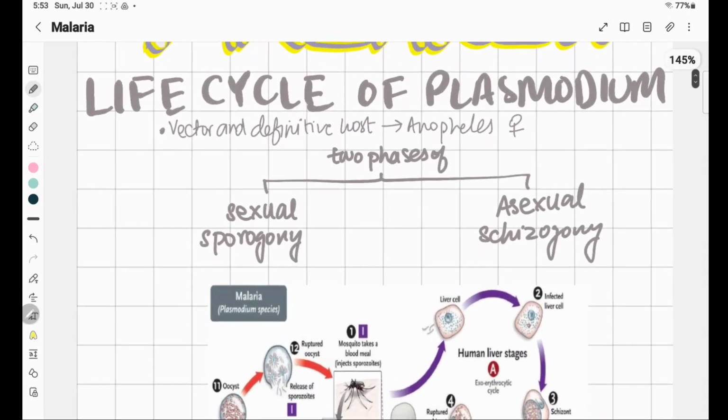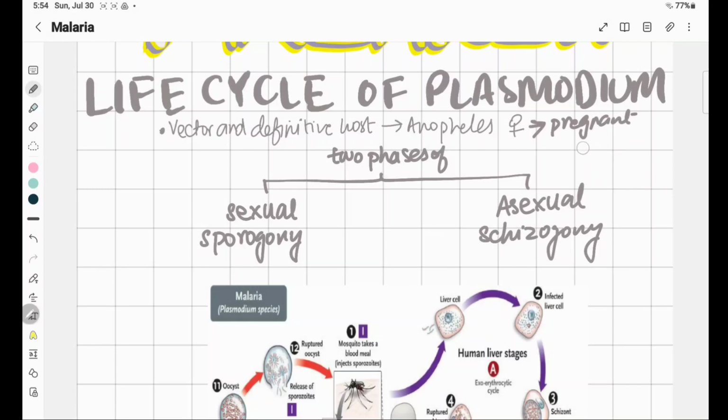The vector and the definitive host is the Anopheles mosquito, which is female. It's important to know that it's only female. Mostly mosquitoes are vegetarian, but the female mosquitoes, which are mostly pregnant, need blood of humans for maturation of eggs. Okay, so that's important to know.